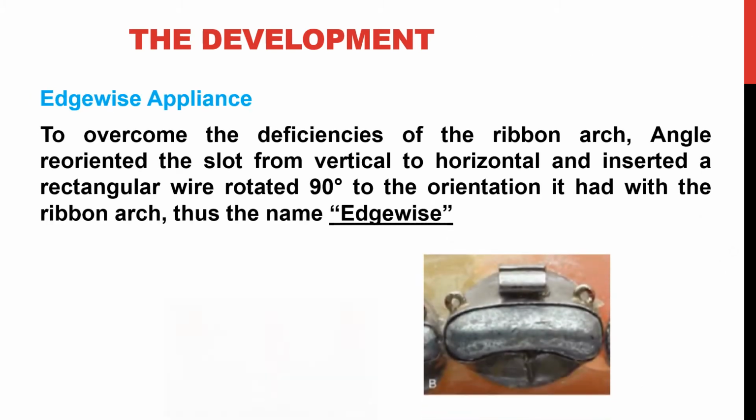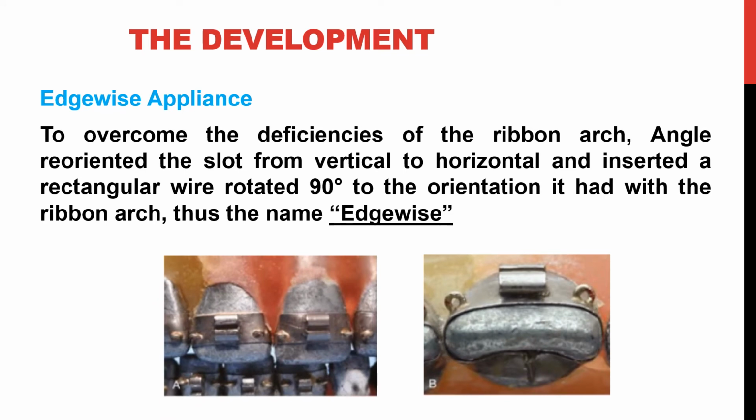Later, Angle introduced the edgewise appliance, and this appliance was invented to overcome the deficiencies of the ribbon arch. We said that the ribbon arch didn't allow precise positioning of the roots. So what Angle did is that he reoriented the slot from vertical to horizontal, and he inserted a rectangular wire that was rotated at 90 degrees to the orientation it had with the ribbon arch. And thus the name edgewise. It means rotation towards the edge, edgewise.